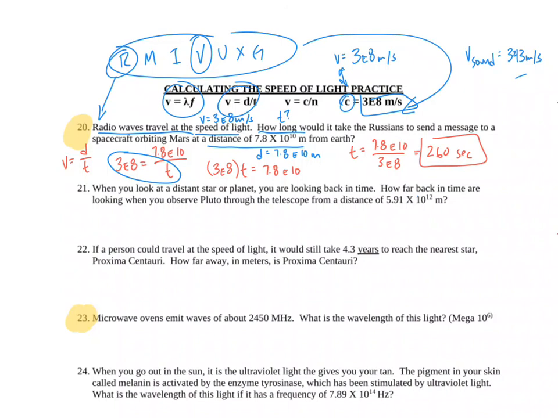Again, these are just examples that will help you with the wave math practice. It says microwave ovens emit waves of about 2,450 megahertz. It says, what is the wavelength of this light? And it tells you that mega is 10 to the 6th.